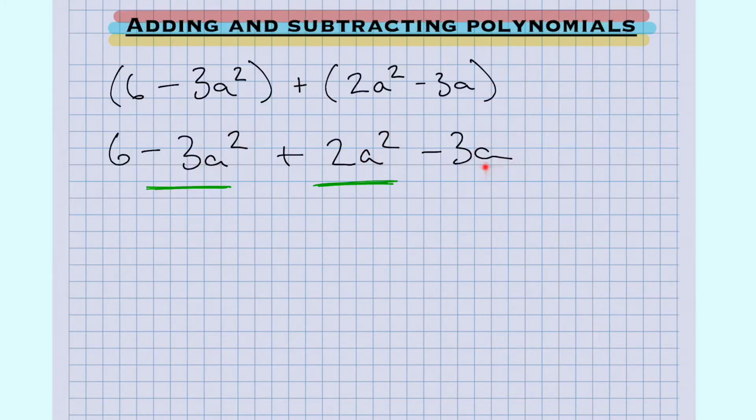This is just 3a. This isn't 3a squared, this is 3a. So this is different. This isn't similar to these. These are the only two that are similar.